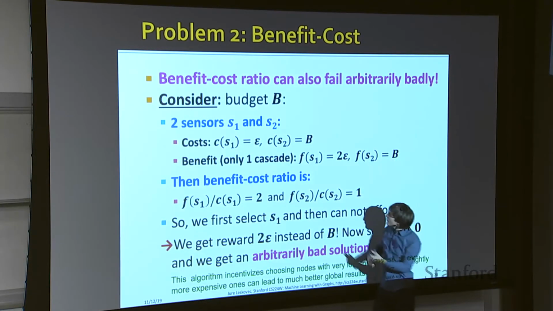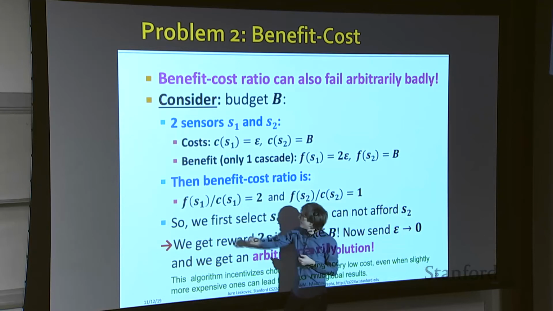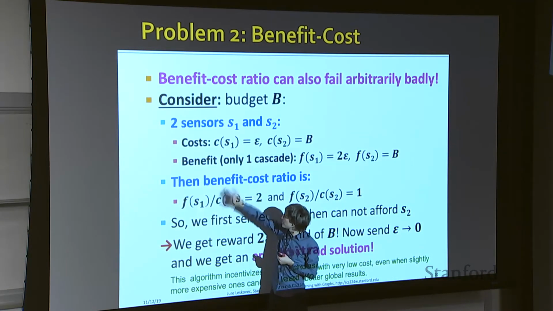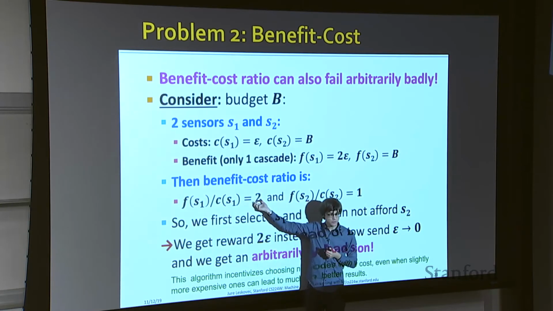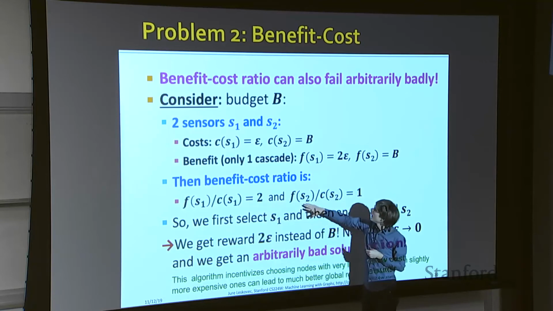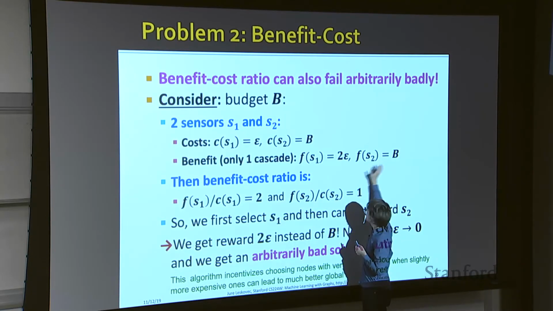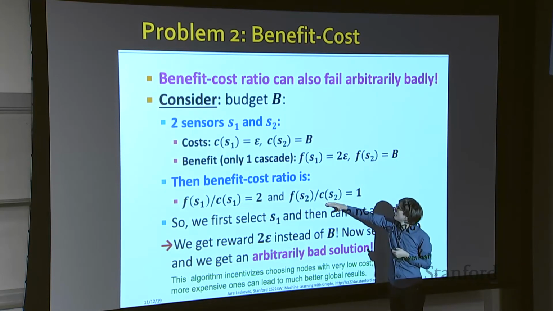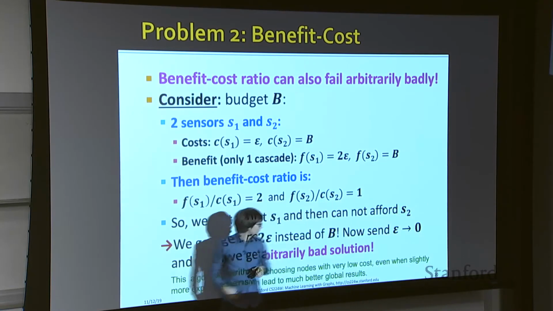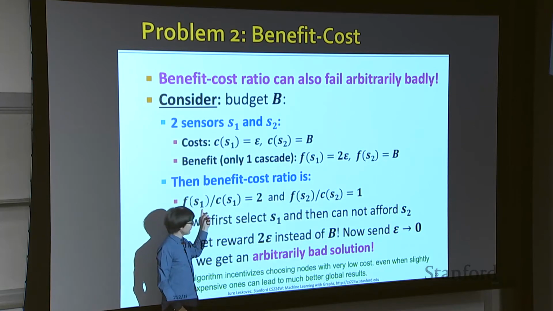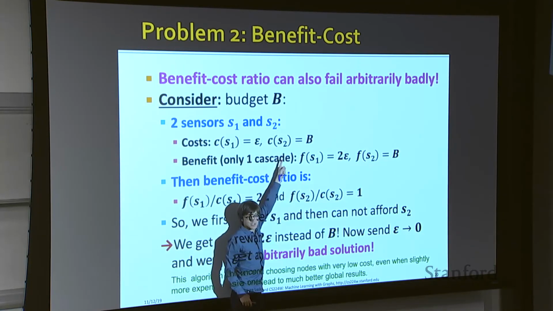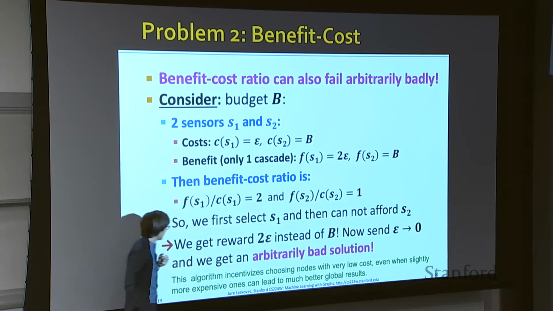Okay? So now if I do benefit to cost, the benefit of S1 is 2 epsilon divided by epsilon, which is 2. So I get 2 units cost benefit, while S2 has a benefit of B and a cost of B as well. So the ratio is 1. So what my method will do is select S1. But now that it selected S1, it can no longer afford S2.